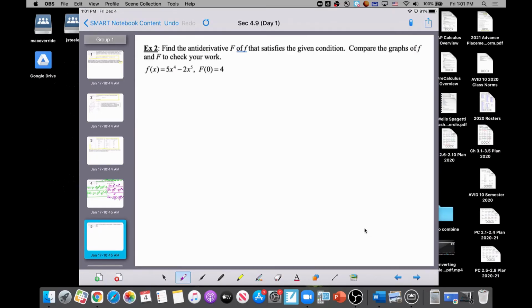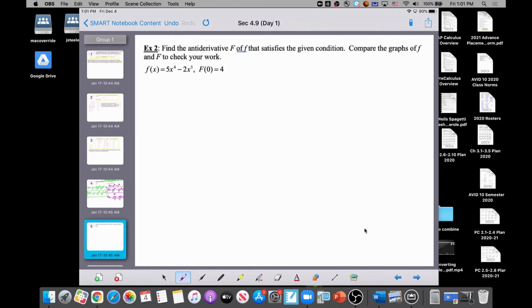Example 2 asks us to find the antiderivative, big capital F, of little f that satisfies the given condition. So now they're giving us something that will help us figure out what c is supposed to be. And then they want us to compare the graphs of little f and big F to check our work and make sure that things like turning points align with x-intercepts and increasing, decreasing aligns with above the x-axis, below the x-axis, all the things that we know about a function and its derivative.